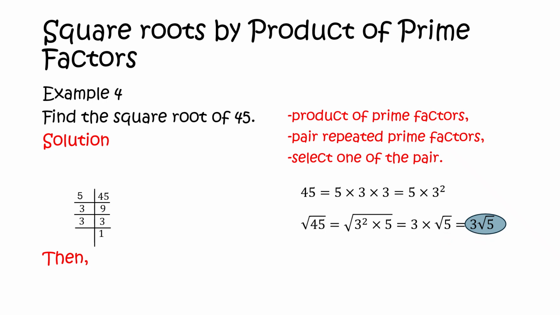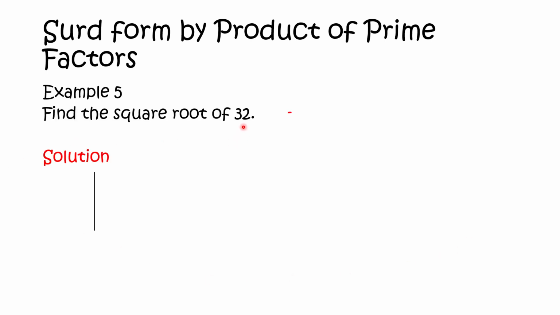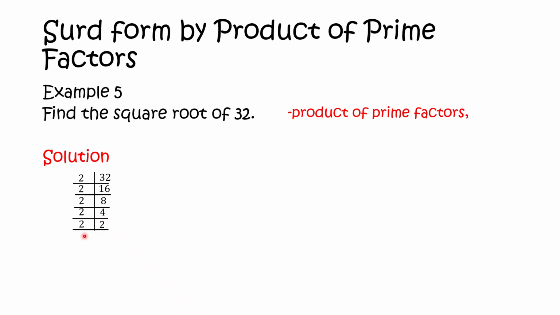As easy as that. Let's dive into another example. Example 5. Find the square root of 32. So here we see that 2 is the smallest prime factor. So we start with that. So 32 divided by 2, we get 16. 16 divided by 2, we get 8. 8 divided by 2, we get 4. 4 divided by 2, we get 2. 2 divided by 2, we get 1.